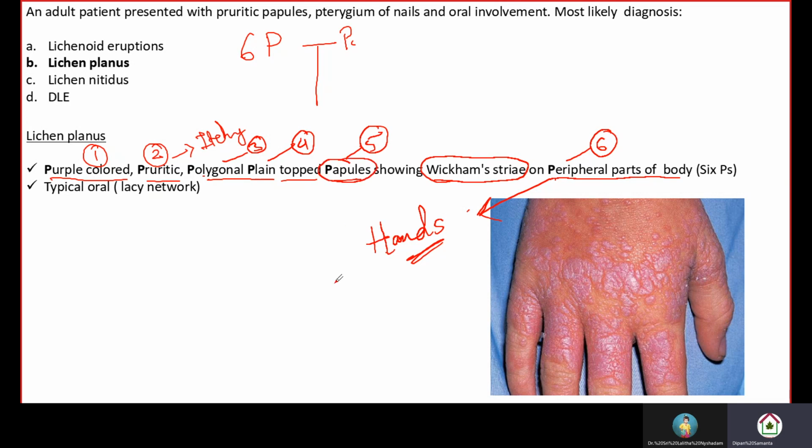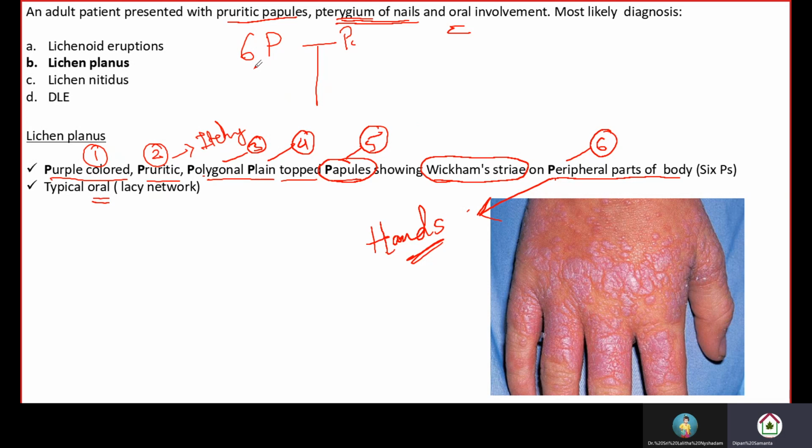So purple colored, pruritic, itchy, polygonal, plain topped papules showing Wickham stria on peripheral parts of the body. Typical oral involvement occurs in lichen planus. Here they have given pruritic papules, pterygium of nails, and oral involvement. We have already studied that pterygium of nail occurs in lichen planus, and oral involvement also occurs in lichen planus.